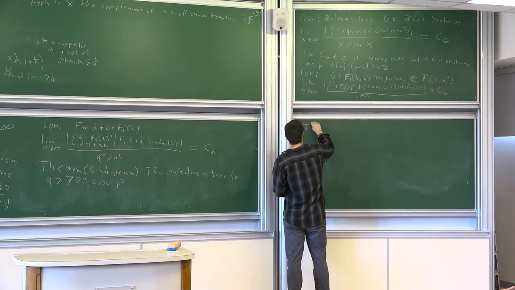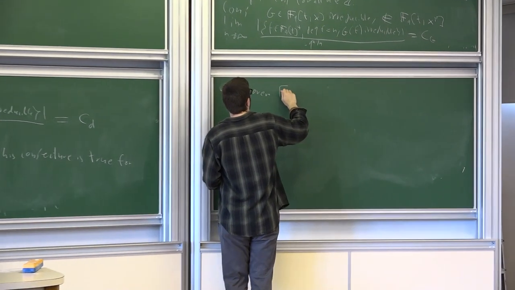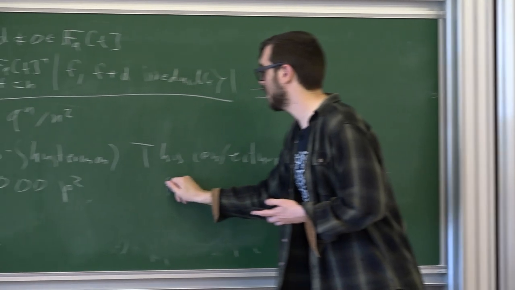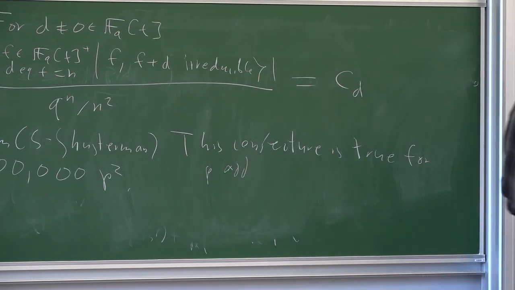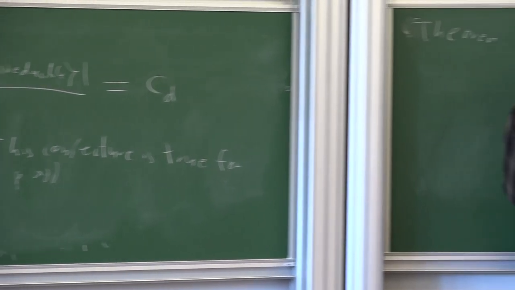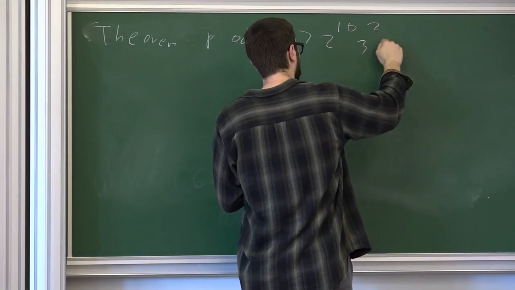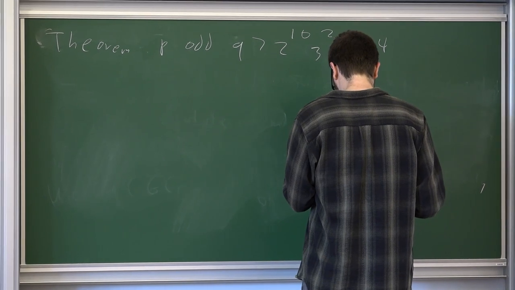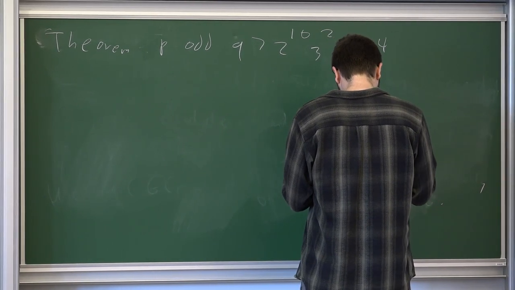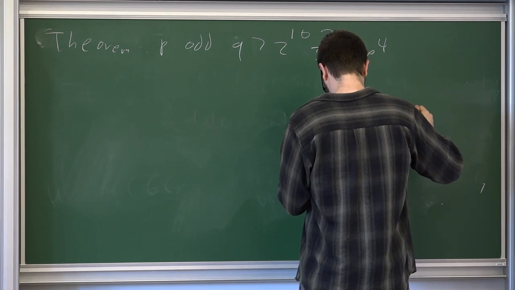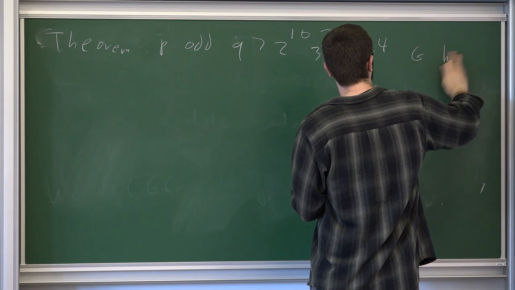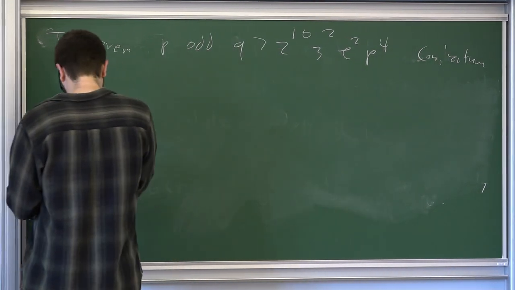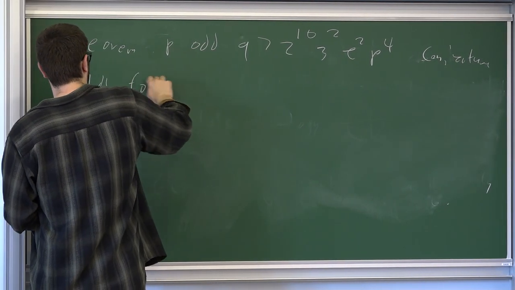And the theorem here, so for p odd, this one should also have p odd. For p odd, q greater than 2 to the 10 times 3 squared times e squared times p to the 4, then this conjecture holds for monic polynomials of degree 2.